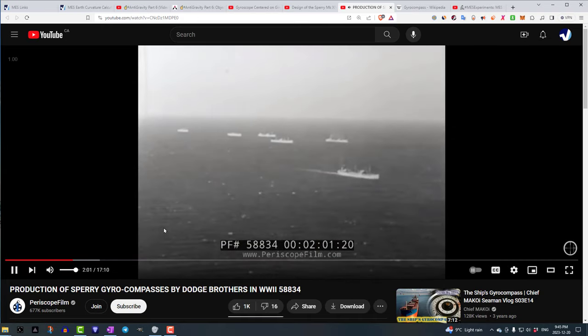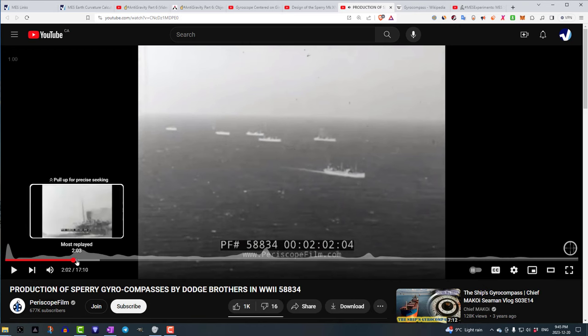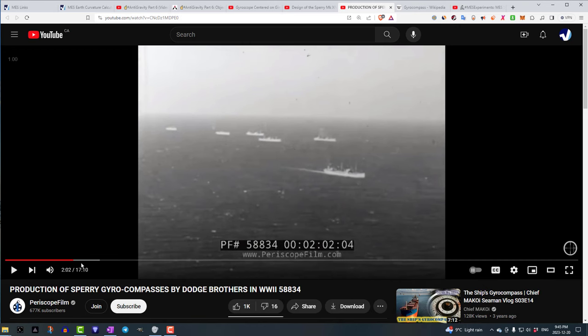Yes, it's got magnetic mines. So basically, it needs something that isn't going to be affected by metal or anything else, and that's where the gyrocompass comes in.